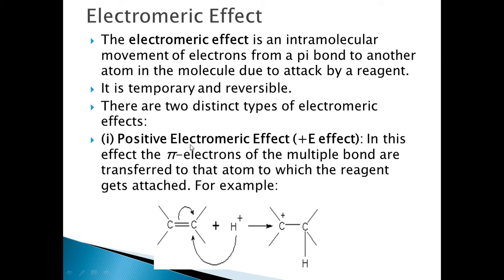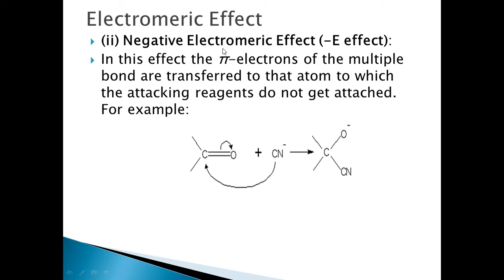We have the positive electromeric effect, which is as a result of the pi electron being transferred to the atom to which the reagent gets attached, as we have in this case. Here, the incoming proton is attached to this carbon, and the pi electron is also shifted to this carbon. This is what is called the positive electromeric effect.